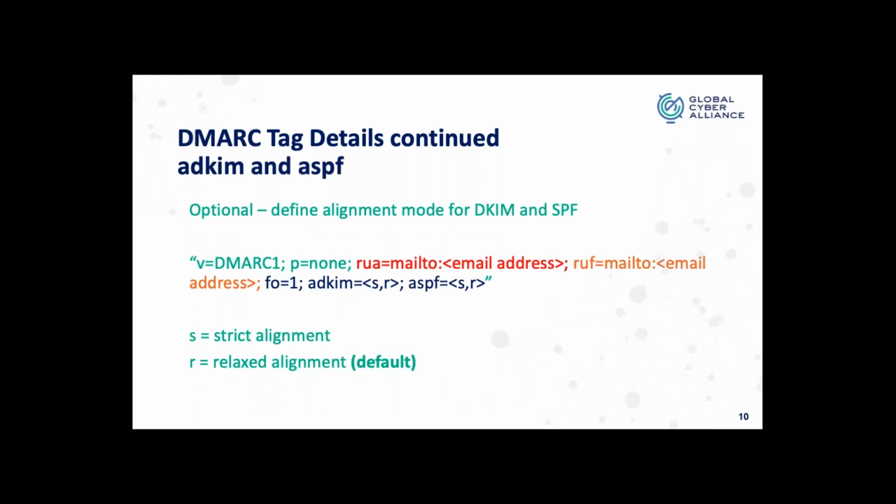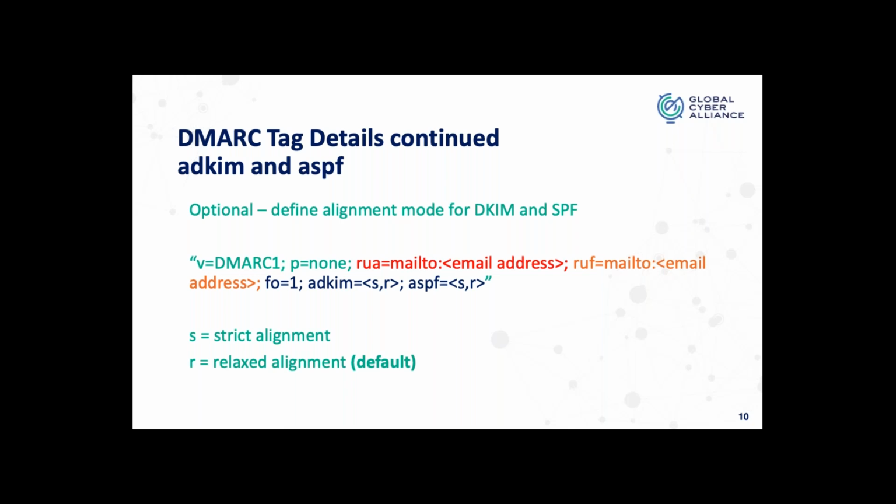The next two are adkim and aspf. Again, these are optional. What this defines is the alignment mode for DKIM and SPF. If you remember last week, we talked about SPF and DKIM alignment. For DKIM, you're making sure that the DKIM signature domain matches the from domain. For SPF, you're making sure that the envelope from domain matches the from domain. That's the alignment. In DMARC you can define strict or relaxed alignment, and the default is relaxed.